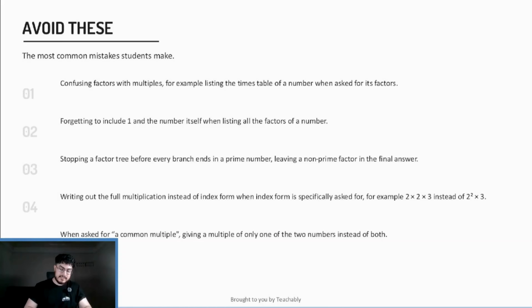For example, listing the times table of a number when asked for its factors. Remember, a factor goes into the number, and a multiple is when you take a number and multiply it by 1, 2, 3, 4, 5, 6, 7.